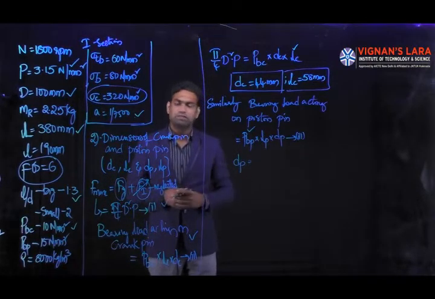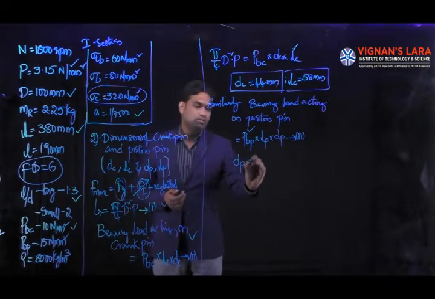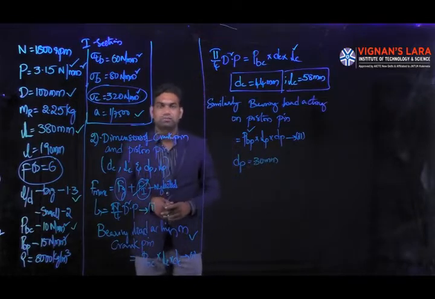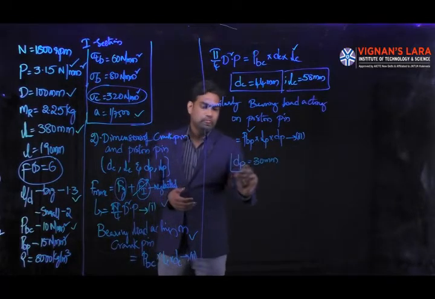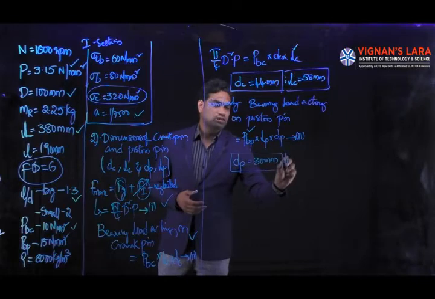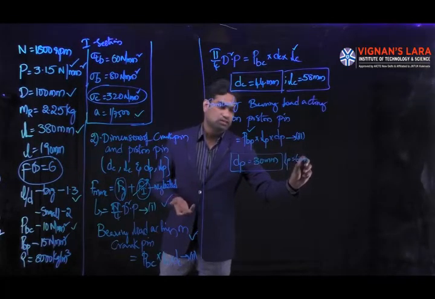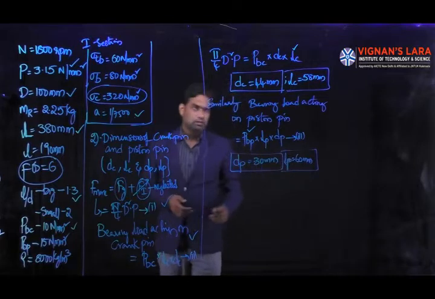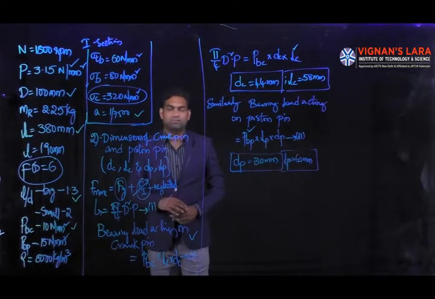You can substitute all the values. So the diameter of the piston pin comes to 28.9 something, so you can round up to 30 mm. And the length of the pin is equal to 60 mm, that is twice the given L by D ratio. So the length of the pin is 60 mm. Clear? So these are the dimensions of the crank pin and piston pin.